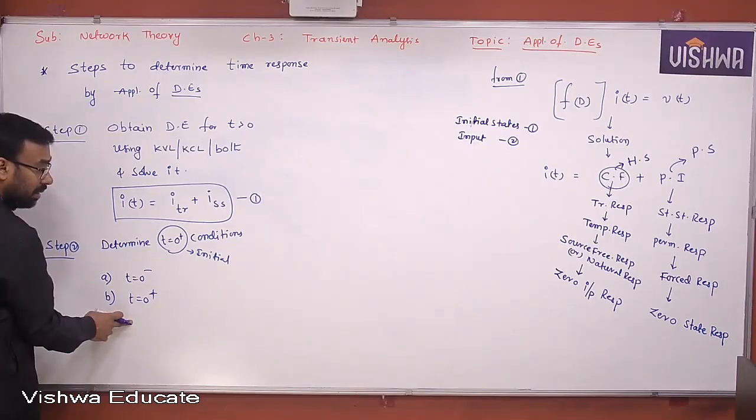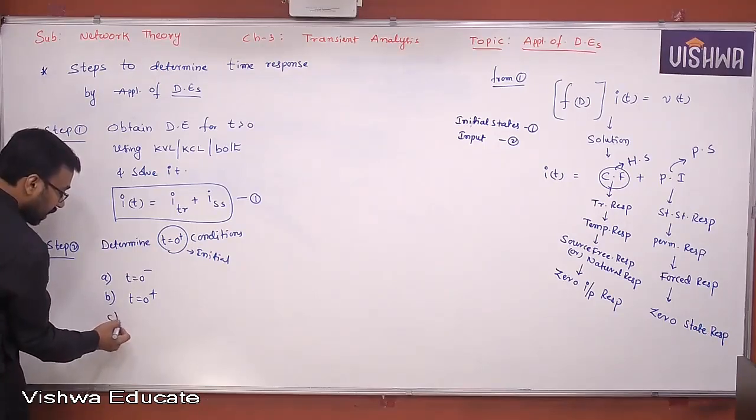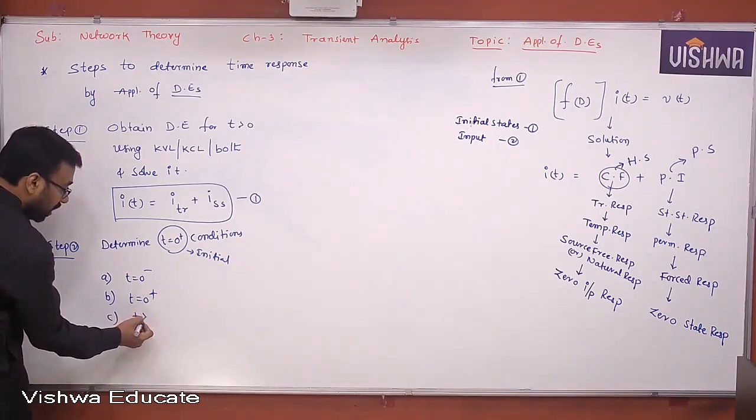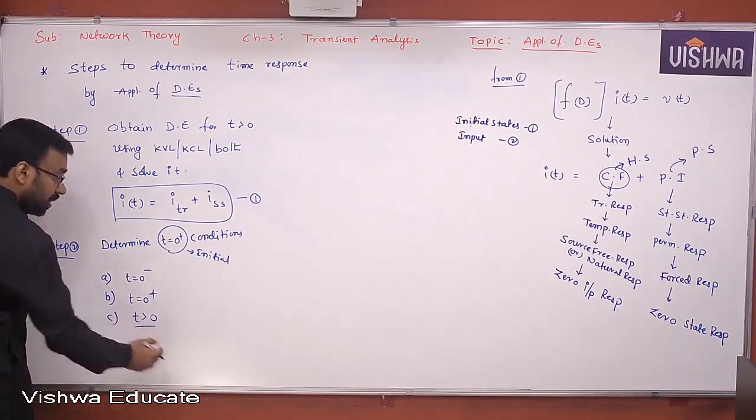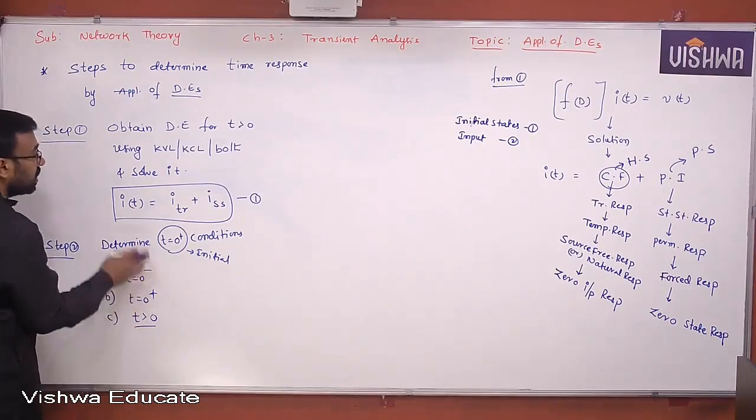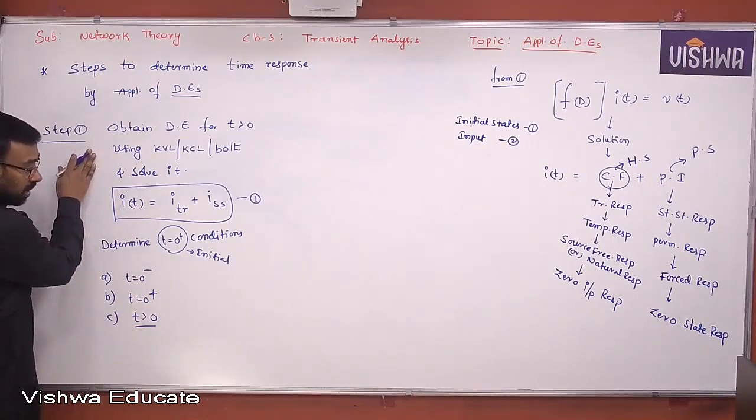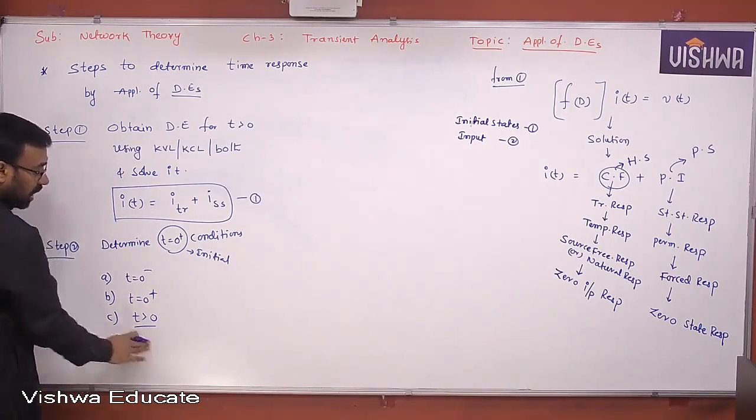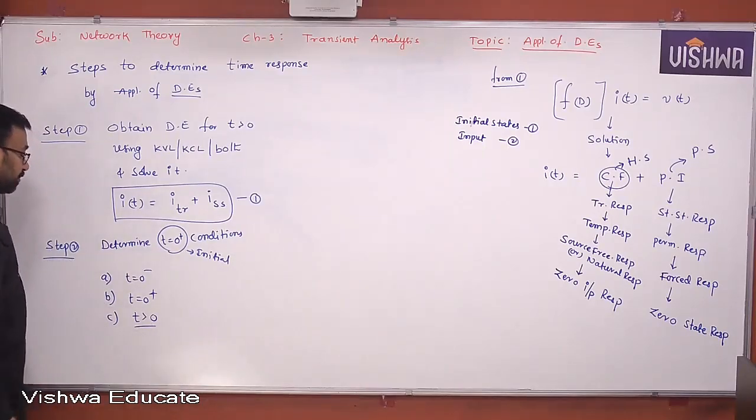Most probably you will get problems on first order derivative terms only. That too, I will be current through the inductor, V will be voltage across the capacitor, usually 99.99%. But even if you do not get current through inductor or voltage across capacitor based problems, as I told you already, you have to obtain the differential equation for t greater than 0, and from that you have to proceed. Anyway, the differential equation is already obtained here. The same thing you can use and go for higher order derivative terms.